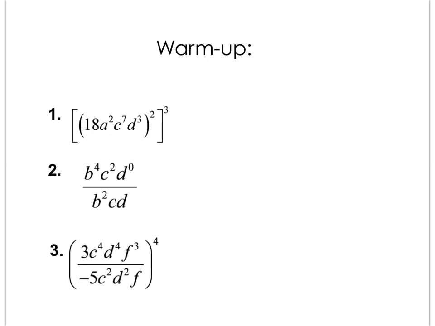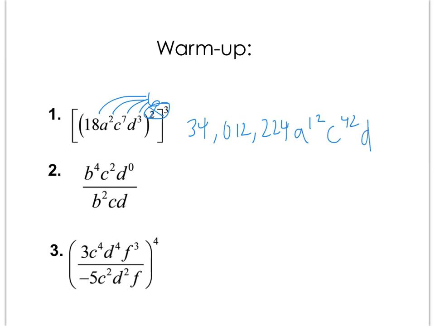Let's take a look at the first one. I'm going to simplify my power to a power and change that to a 6 and now distribute that to everything inside the parentheses. So 18 to the 6th power is a large number. I'm going to write this down here. 34,012,224. And then I have a to the 12th, c to the 42nd, and d to the 18th power.